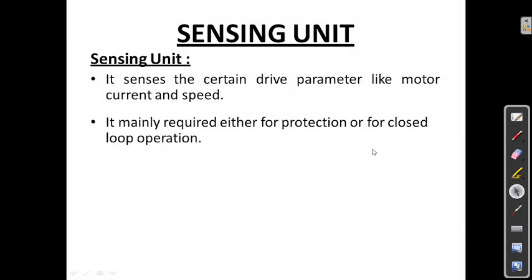Then the sensing unit. This sensing unit senses certain drive parameters like motor current and speed. It is used to sense the motor current and speed. It is mainly required either for protection or for closing the loop of operation. The main purpose of this sensing unit is the protection of that particular load or motor, or else it is used to close that loop operation. These are all the main things that happen in the sensing unit.